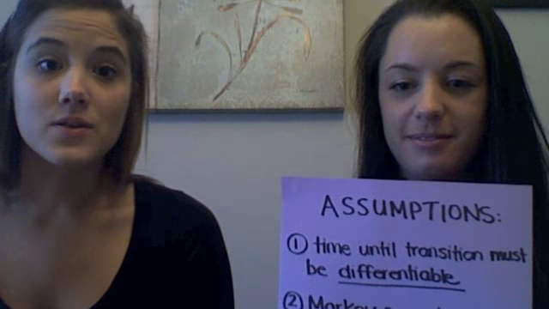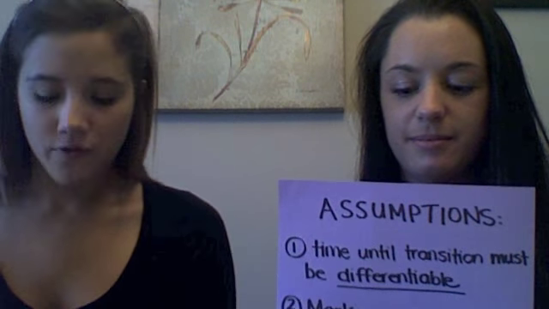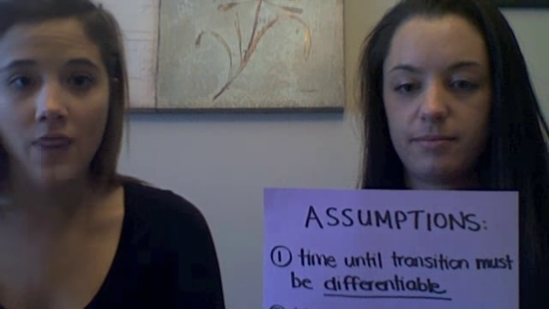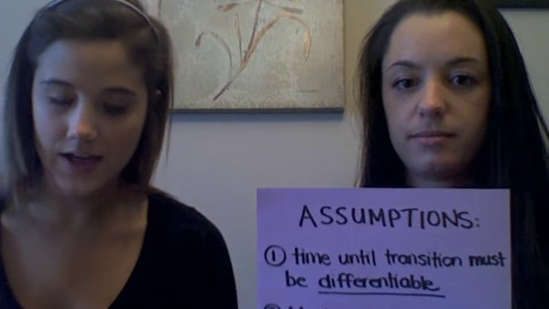When we start looking at multiple state models, there are several assumptions that we need to make that we did not have in the typical alive-dead model. First off, the time until transitions must be differentiable. Secondly, the Markov process must hold, which means that the future movements of Y(t) depend only on the present state and not on the history before the present.